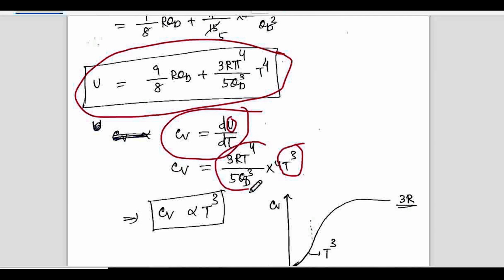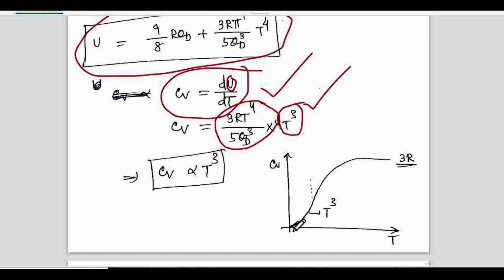There is nothing to worry about in the calculation of this constant term, because in the question we have to find only the dependency. This is the dependency, ignore this constant part. So the graph is like this: up to this point it is increasing like T to the power 3, because it is low temperature. In the low temperature range, this is increasing as T to the power 3. After some range, it will be constant like 3R, as we have got in the case of the Einstein model.